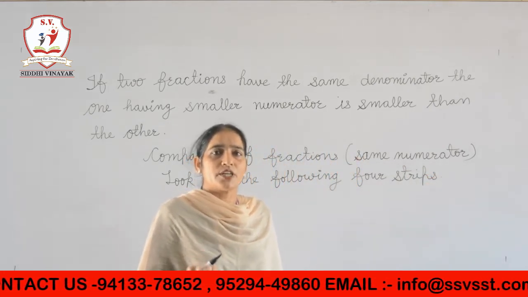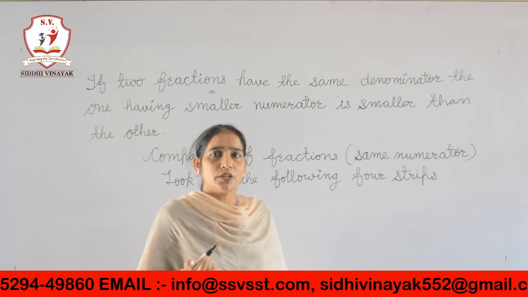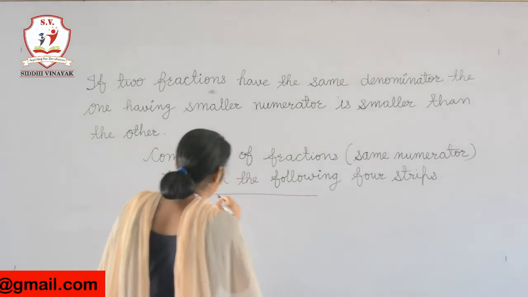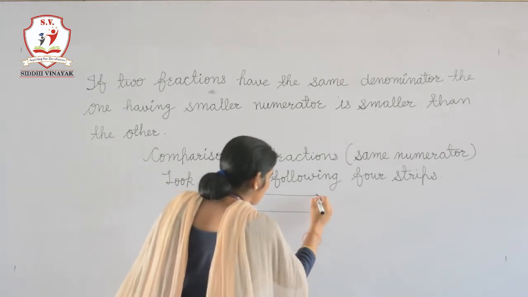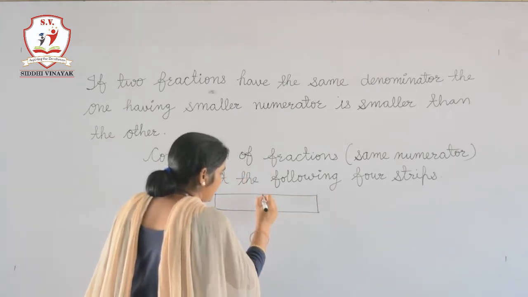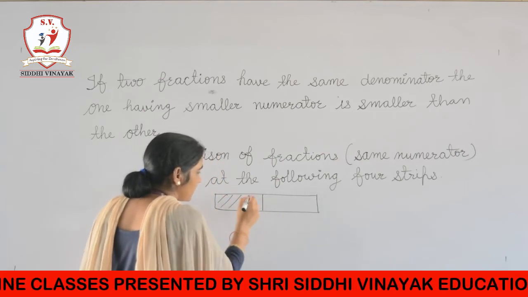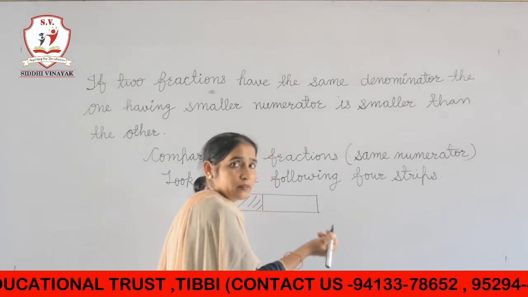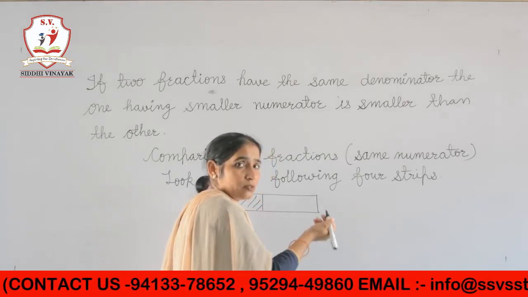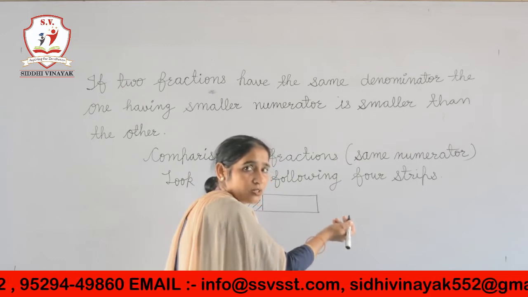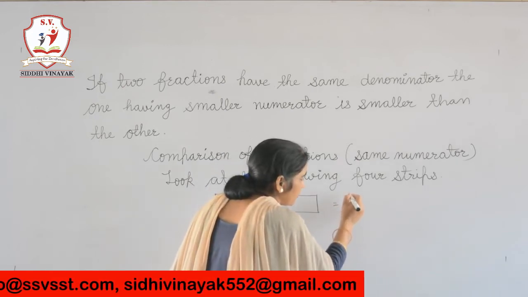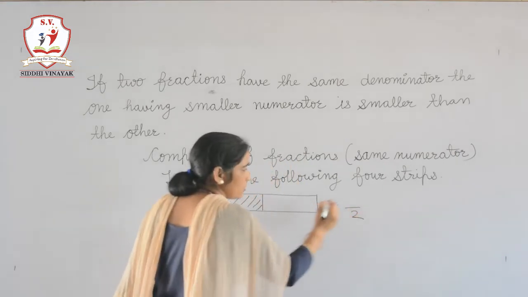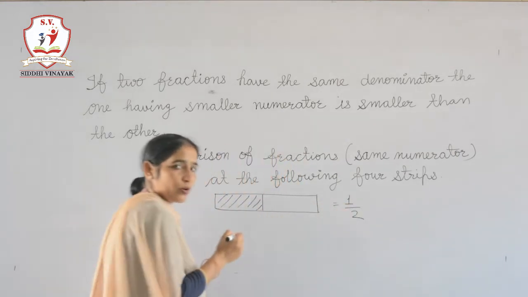The same size shaded portion represents the fraction written on the right side. We take four strips. We divide it into two parts. Half part is shaded. We write the shaded portion to represent the fraction on the right side. Total portion 2, shaded portion 1, 1 upon 2.